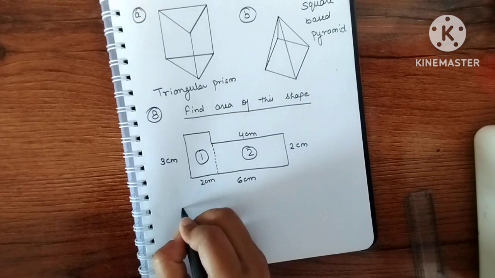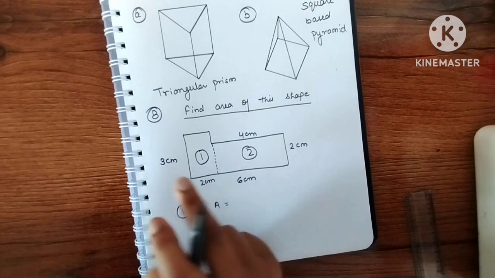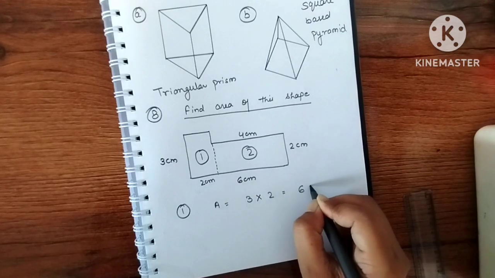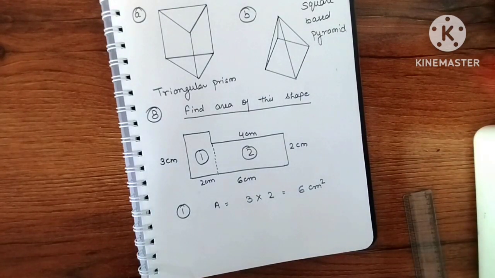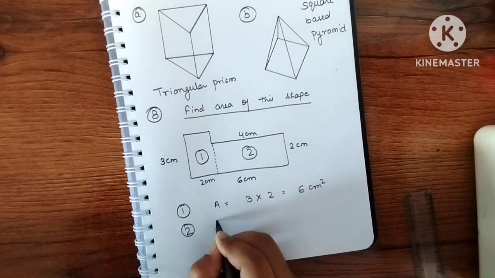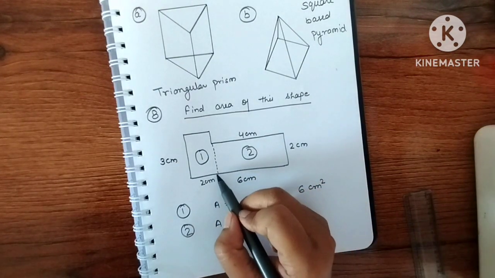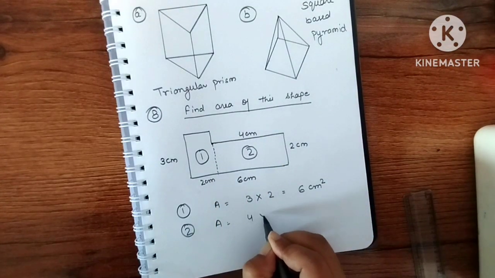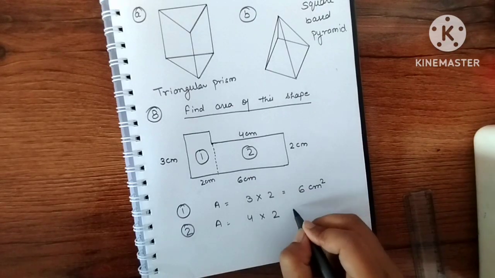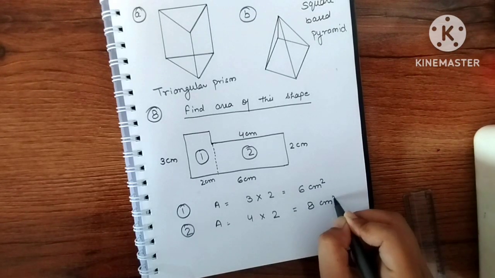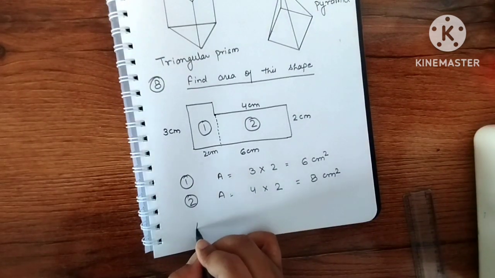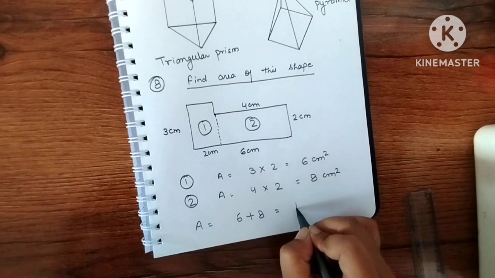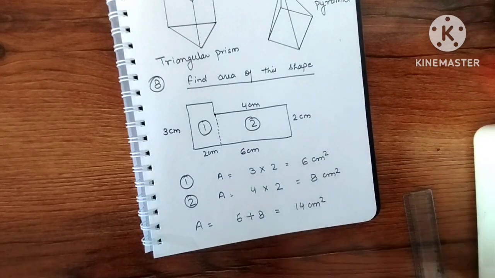Easy. So for the first, what will be the area? L into B. That means 3 into 2. The area is 6 centimeter square. For the second, what is the area? What is the length? Now the length is not 6. The length is 4 because it is from here to here. 4 multiplied by 2. So the area is 8 centimeter square. So what is the area of the compound shape? The area of the compound shape is 6 plus 8. That means 14 centimeter square.